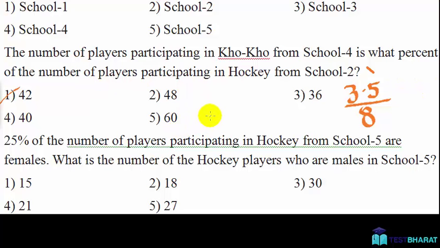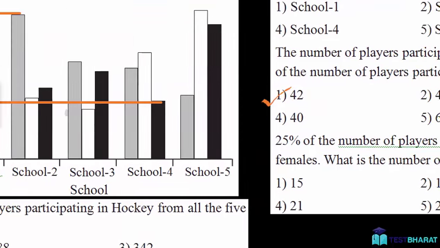So do multiplication mentally. Now, 25% of the number of players participating in hockey from school 5 are females. What is the number of hockey players who are males in school 5? So if 25% are females, then that means that 75% are males. So we have to calculate 75% of the total number of hockey players.